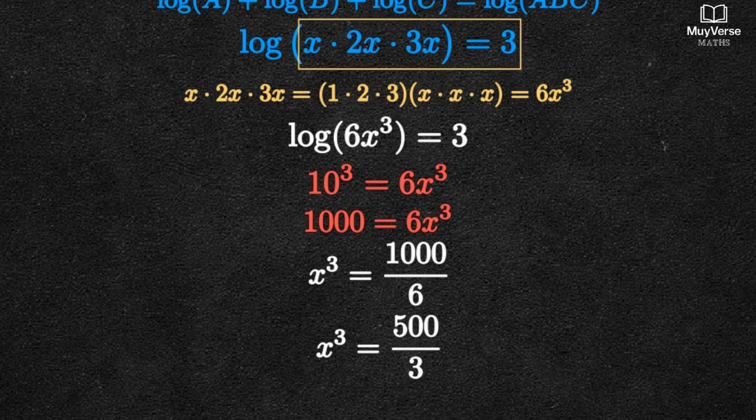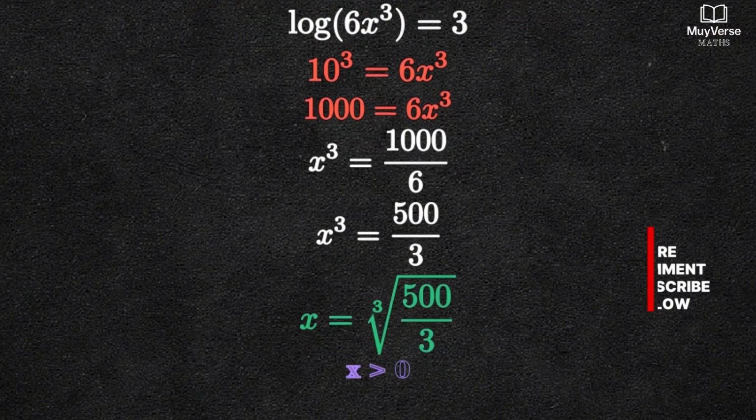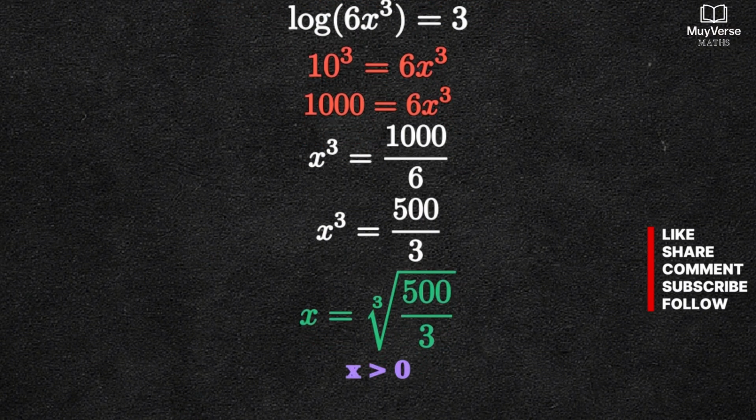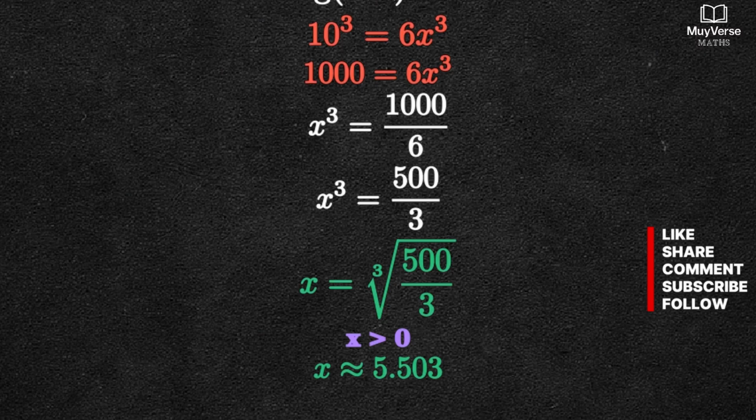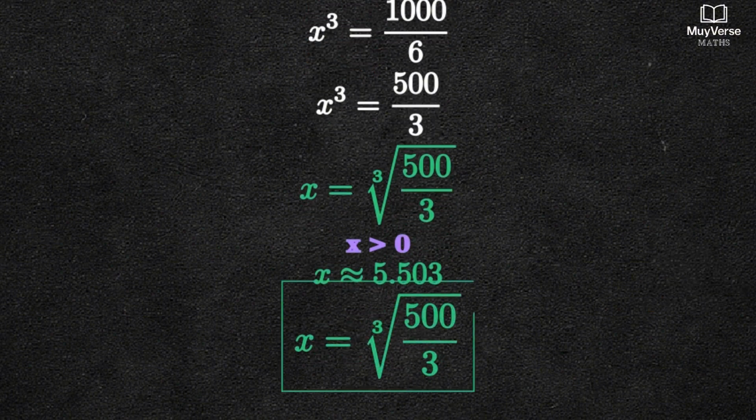Step 5. Take the cube root of both sides. So x equals the cube root of 500 over 3. This value is positive, which matches the domain requirement x greater than 0. Numerically, that is approximately 5.503. Final answer: x equals the cube root of 500 over 3.